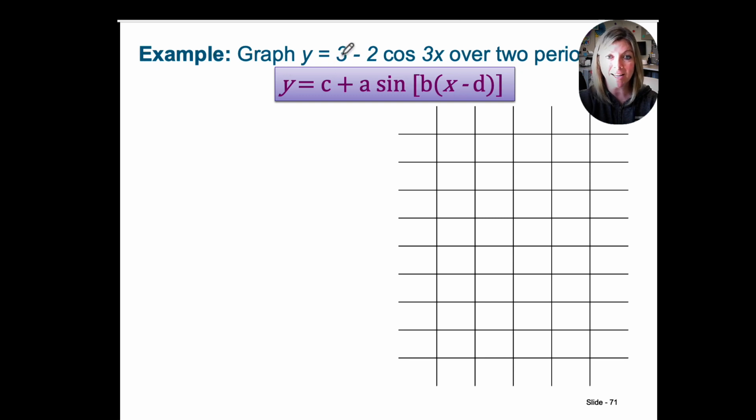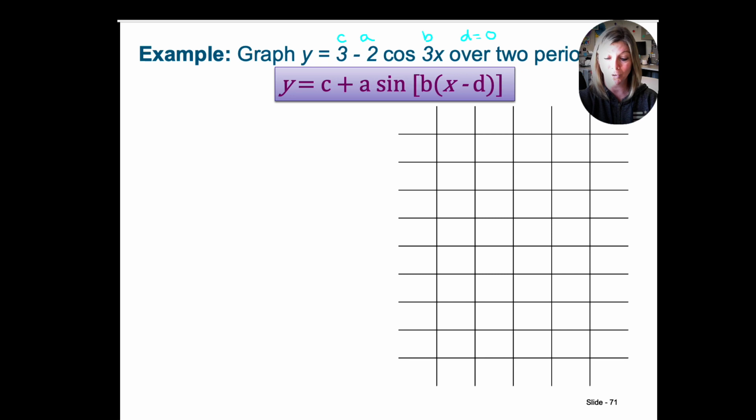This is the first time we're seeing that we have a c, so I just added the standard form here. So we can remember c is equal to 3. Here is our a, it's -2 there. B is the 3, and we do not have d in this particular question, so I'll just write d equals 0.